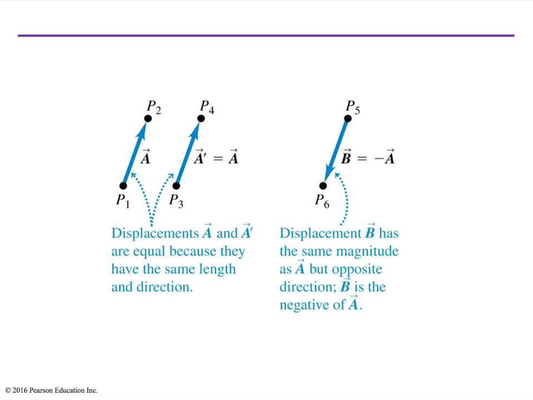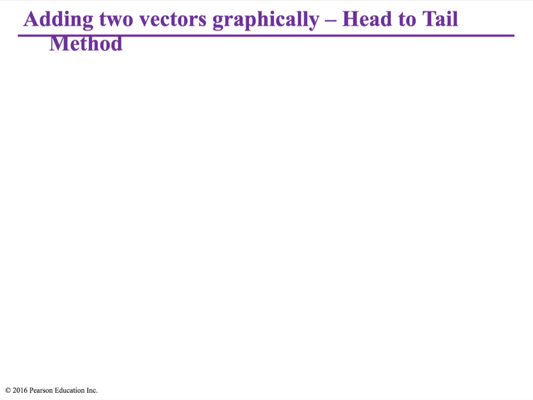This vector right here, because it points in the opposite direction, is the negative of vector A. So here, of course, you can see that the direction is pretty important because it makes the two vectors different.